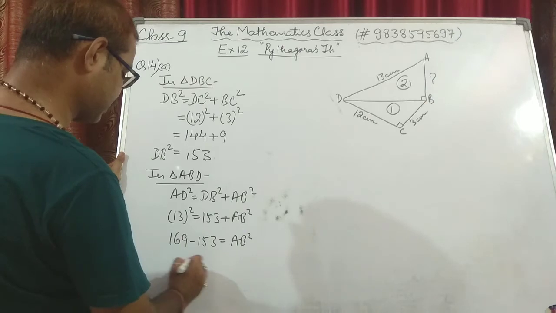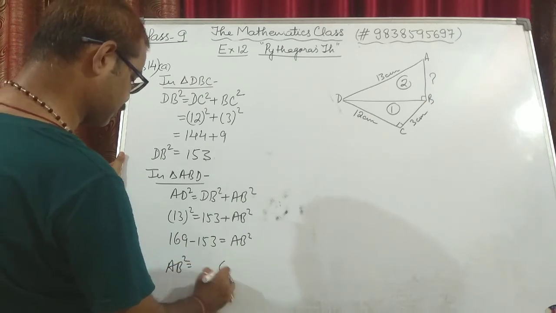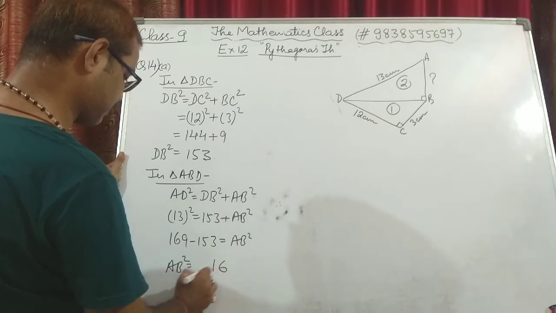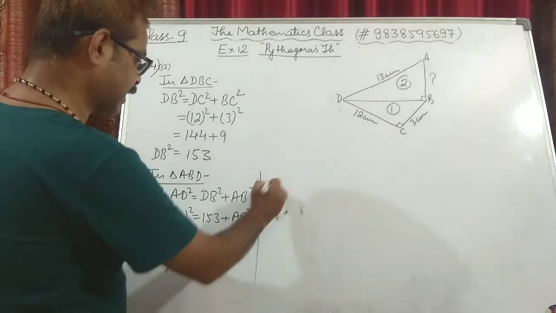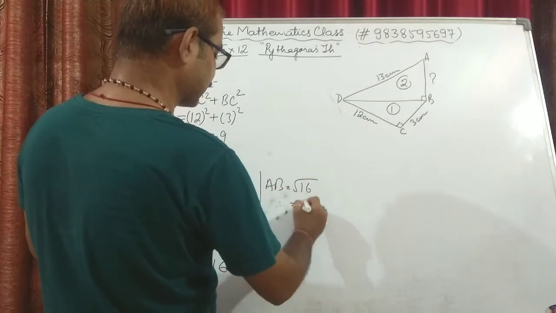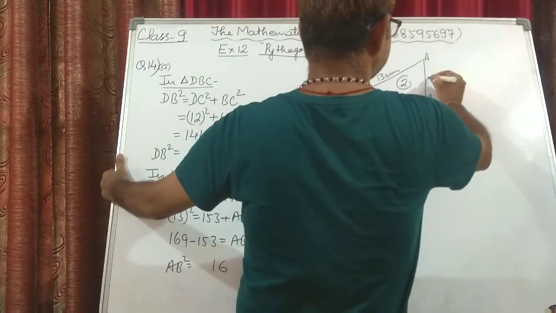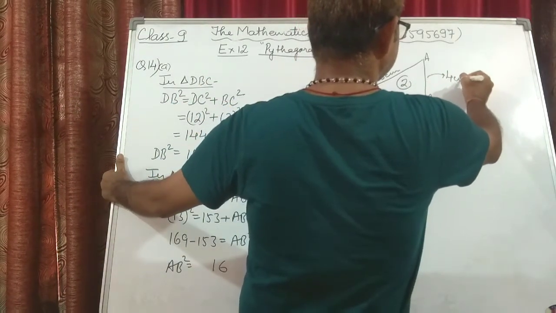13 square is 169. This comes to the other side, so 169 minus 153 is equal to AB square. So AB square is equal to 16. It means that AB is equal to under root 16, which comes out to be 4 centimeter. So the value of AB is 4 centimeter.